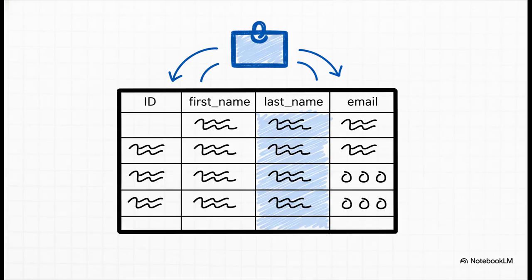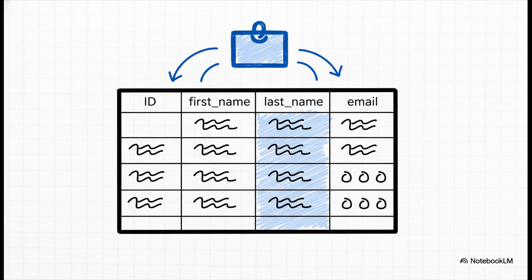A column, though, is totally different. It represents a single piece of information, a single attribute, but for every single record in the table. So that last name column doesn't just hold one person's last name, it holds the last name for every single customer we have.